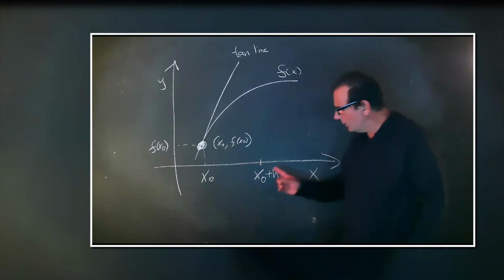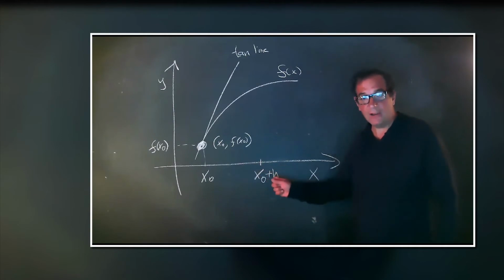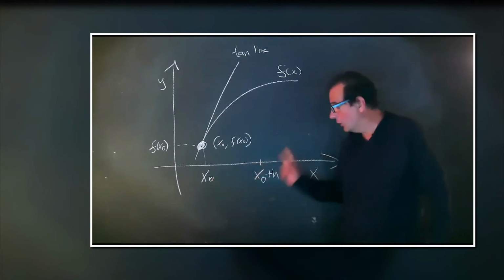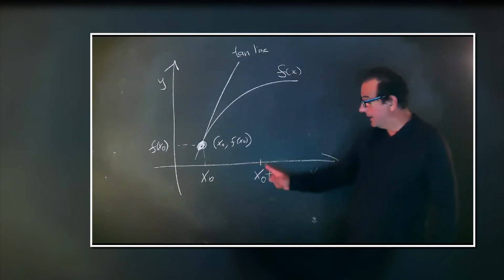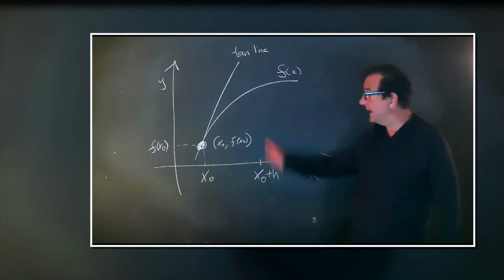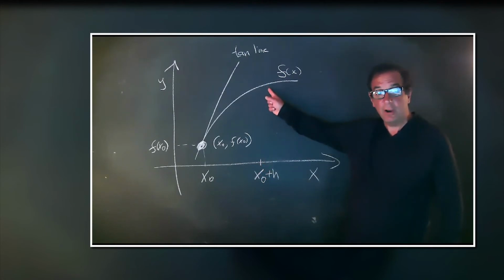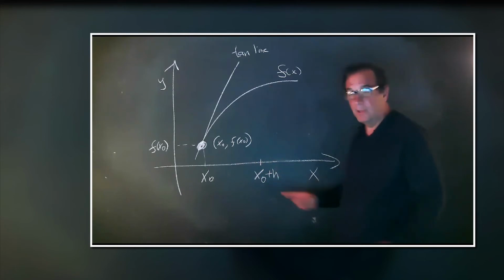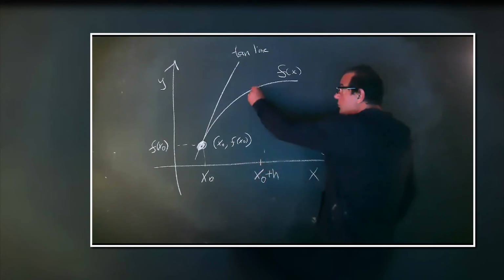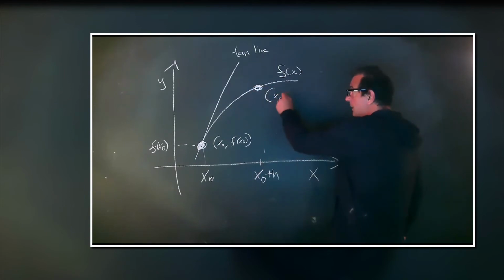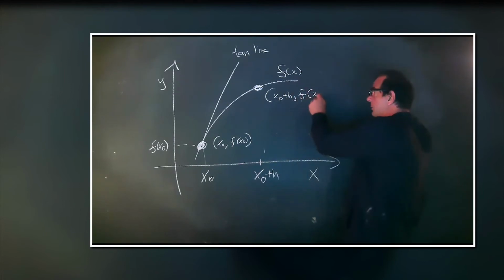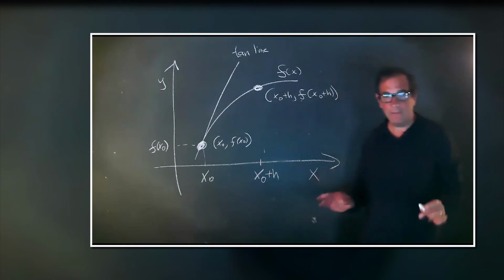Okay? What are we going to do with this new x-coordinate that's nearby? Well, we're going to find out what the y value is when we lift x naught plus h up to the curve by computing the function value. In other words, we're going to have a new coordinate. The new coordinate is going to be x naught plus h, and then f of x naught plus h. Okay, great. So now we have a second point.